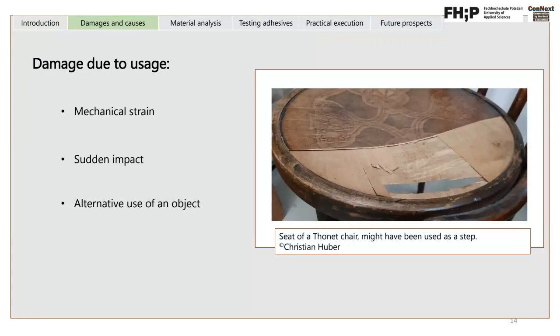Most of these objects have been designed for usage. Repeated motions can cause strain, sudden impacts of heavy objects can cause breakage. Alternative usage of the objects, such as using a chair as a step, may lead to devastating damages of the objects.